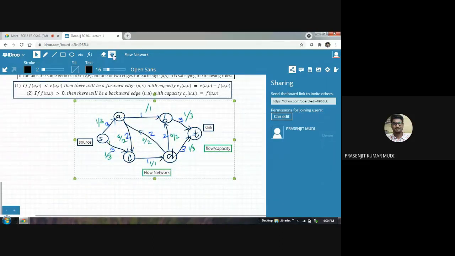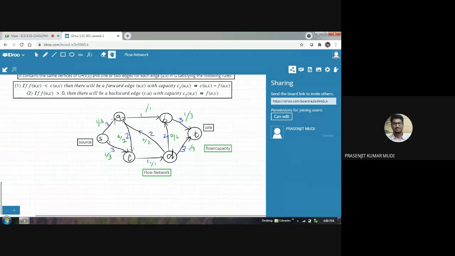So consider this example. I'm just showing one or two examples, and in the next class we will elaborately find the residual network of this graph G. One or two, just to make you understand the rules, so that you can do the rest.